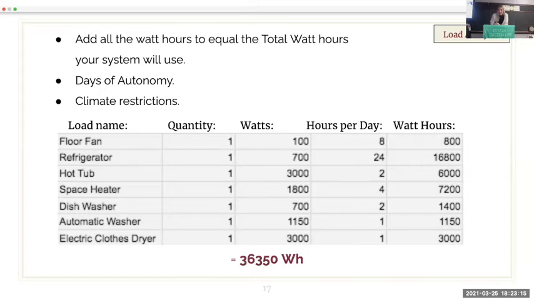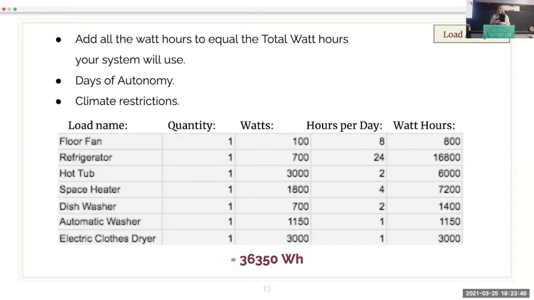And then you have to factor in a couple things. So days of autonomy and climate restrictions. Climate restrictions depend on where you are and where you're building your system. So for us in Wisconsin, we get about 4.5 hours of sun per day. That's the average throughout the year. So you want to factor that into your system so that you know how much power you're going to need.